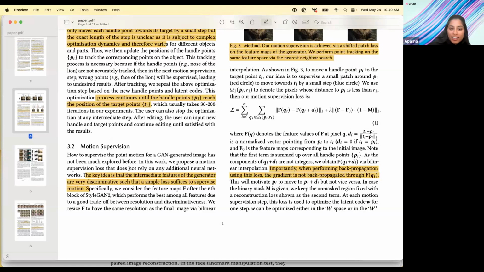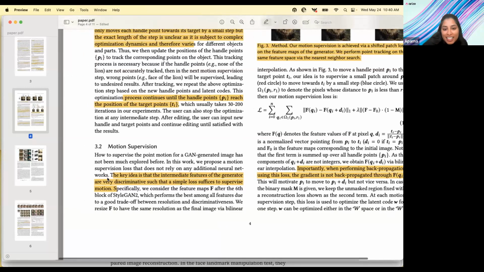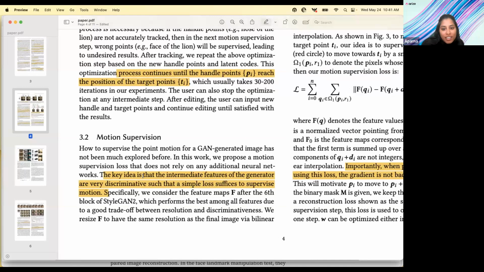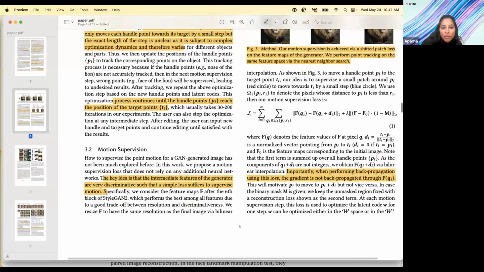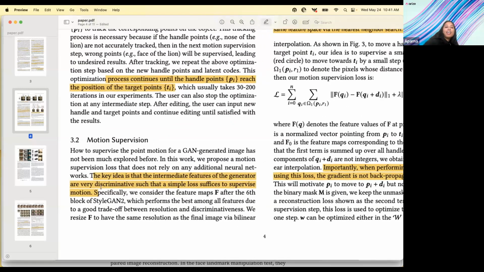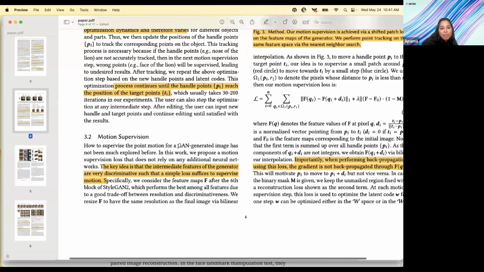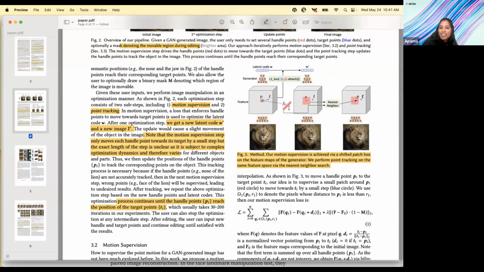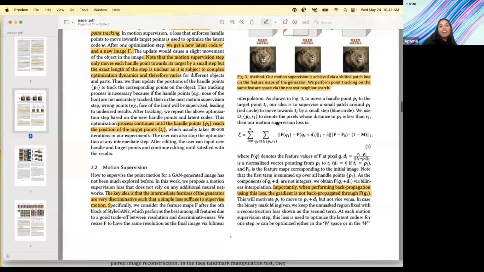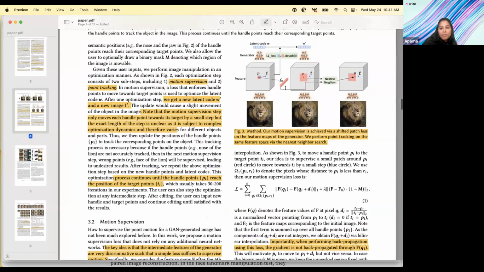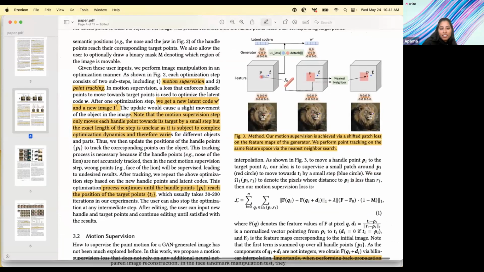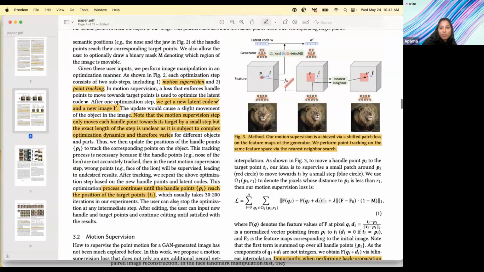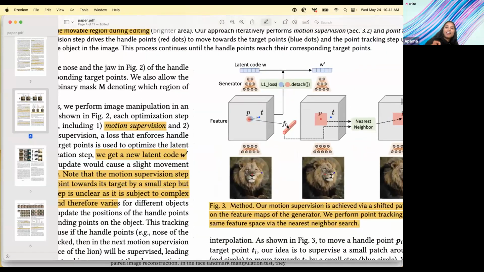One of the key lines I just highlighted, that I thought it'd be worth talking about, was: the key idea is that the intermediate features of the generator are very discriminative, such that a simple loss suffices to supervise motion. Here I'm thinking about the intermediate feature maps, which are so discriminative that a simple loss function suffices to supervise motion. What do you think they mean by so discriminative?